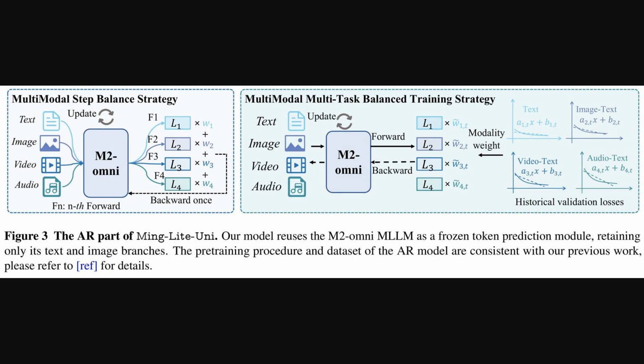Building on how the multimodal large language model guides image generation, Figure 3 now zooms in on the training strategies for this core autoregressive component, the M2 Omni model. Okay, so it illustrates two main approaches for training: the multimodal step balance strategy and the multimodal multitask balance training strategy. Both diagrams show the M2 Omni model processing diverse inputs like text, image, video, and audio. The multitask strategy, for example, uses historical validation losses. These are scores indicating how well the model previously performed on new data to adjust modality weights. These weights essentially fine-tune the learning emphasis on each data type, ensuring robust understanding.